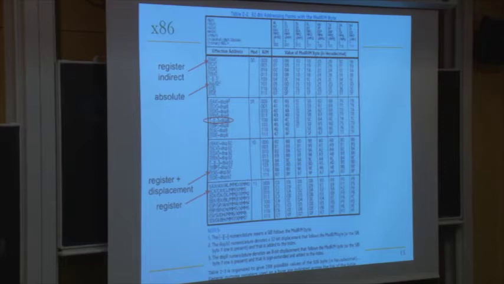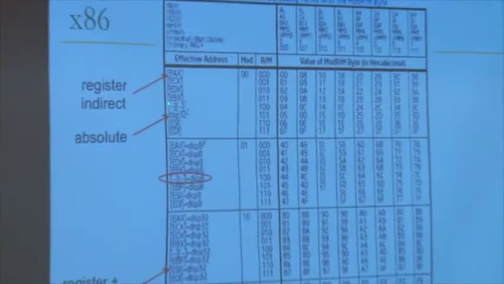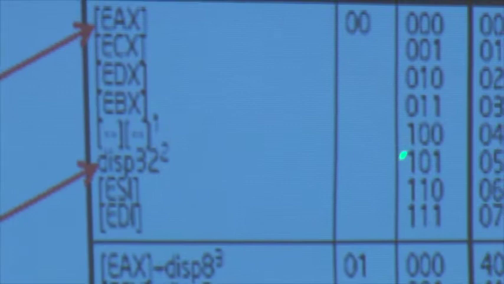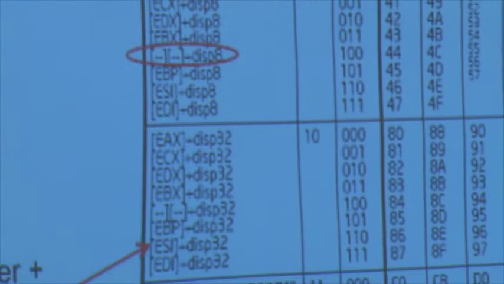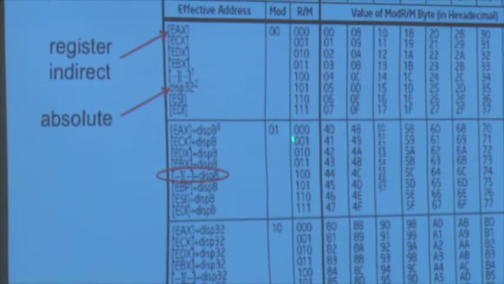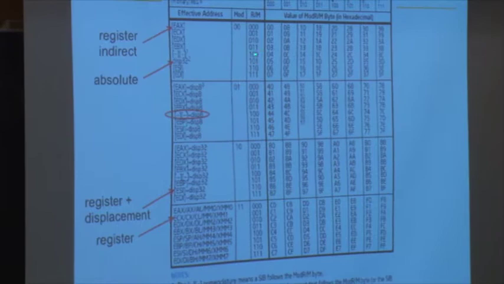Now, it's not as simple because there are exceptions, right? If you look at this, there's this weird thing. What is this weird thing? Dot, dot, dot, dot, dot, dot. And that happens when your RM bits are 100, at least in 3 cases. Now you have irregularity in your ISA. It's terrible, right? It doesn't happen here. So if your mod bits are 00, 01, or 10, and your RM bits are 100, then you have this, whatever that is.